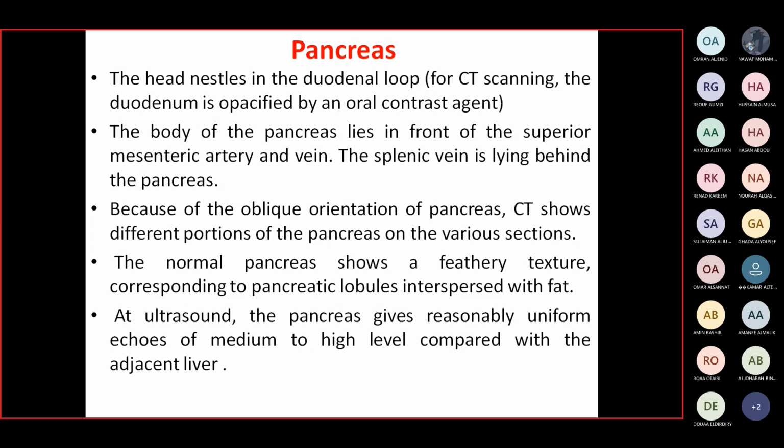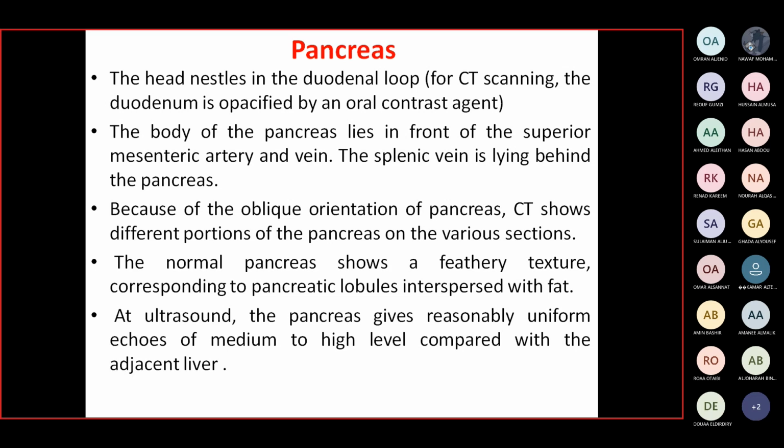We take one section and find one part of the pancreas, in another section another part. Why? Because the pancreas is running obliquely. It is not straight. The normal pancreas shows a feathery texture. This is because there is lobulation, and this lobulation is interspersed with fat. This is the normal appearance of the pancreas on CT.